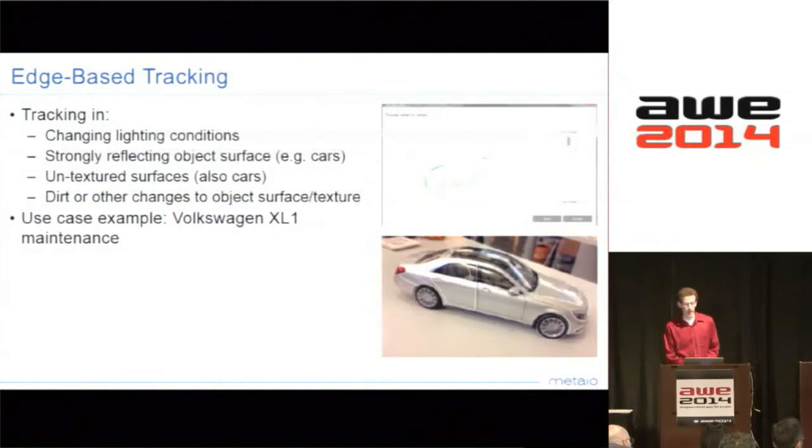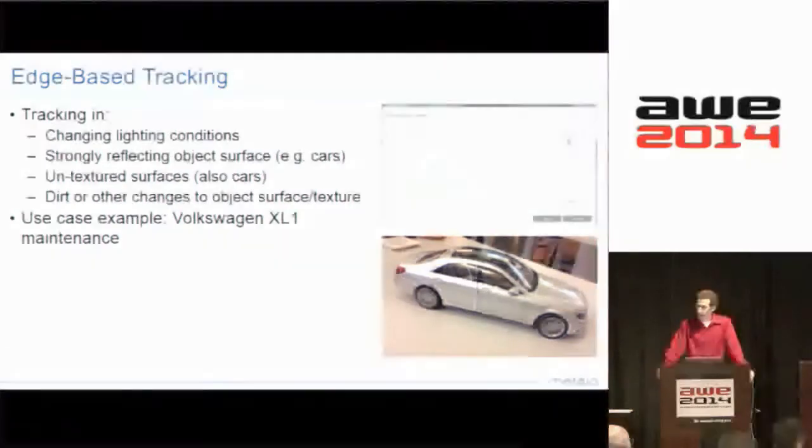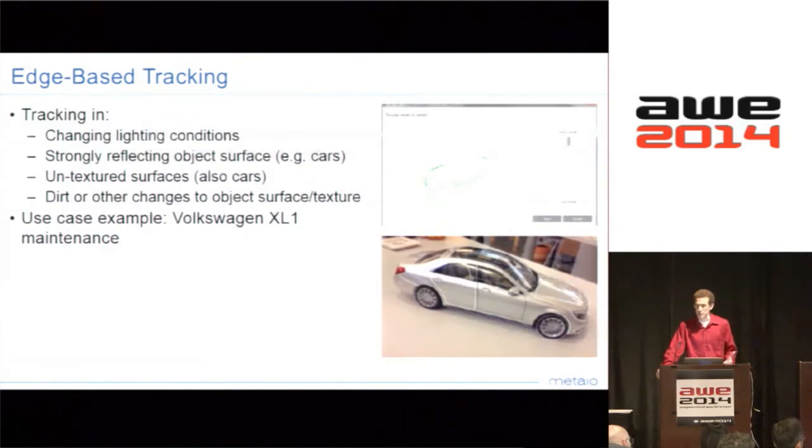So this is the edge-based tracking that I was talking about. As we were developing this application for Volkswagen, we recognized that it was very difficult to track a car because of how reflective the surface was. Some of the other situations that make it difficult to recognize the car were the lighting conditions changing, or if there just wasn't much texture, like the side of a car, it doesn't have a lot of variety in gradient or color. Also, if the car gets dirty, suddenly the texture has changed. So texture-based tracking of this object proved to be a real challenge.